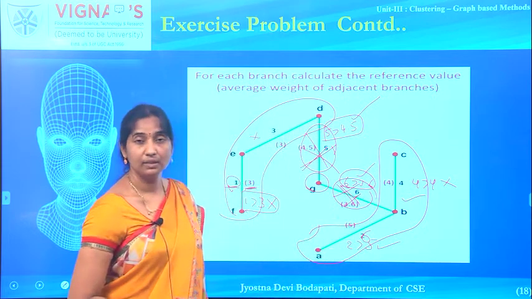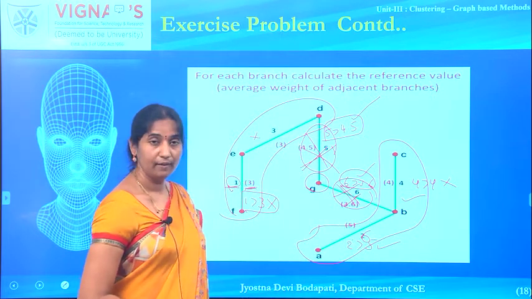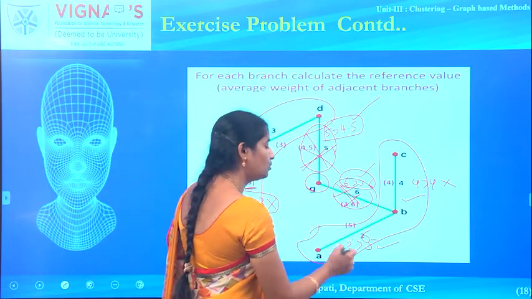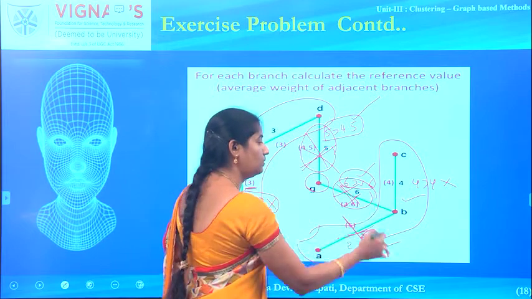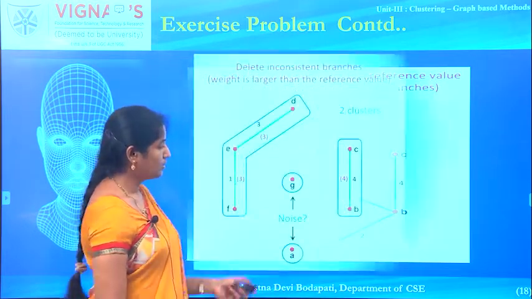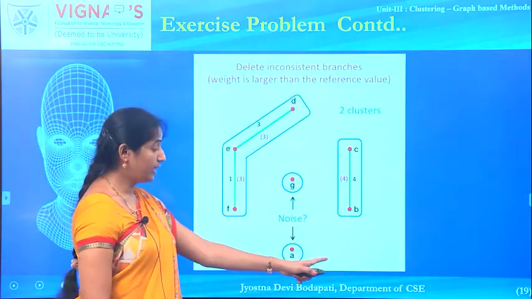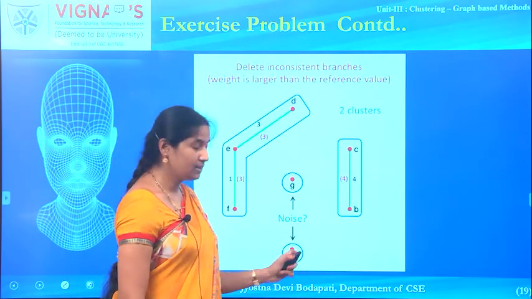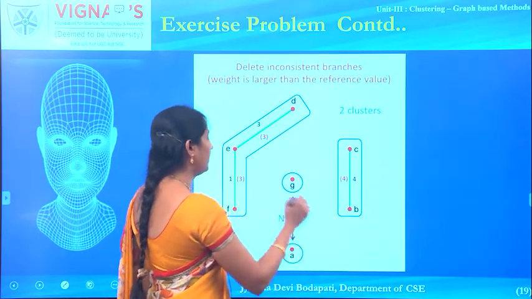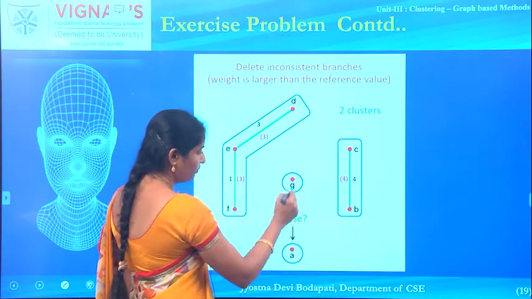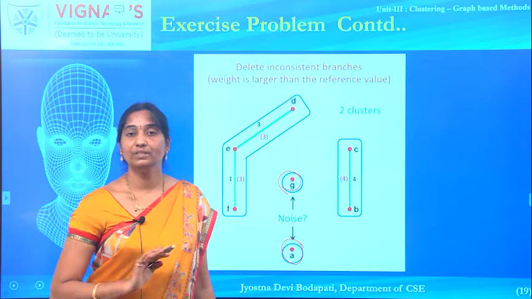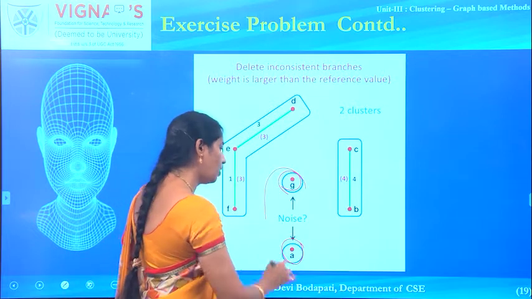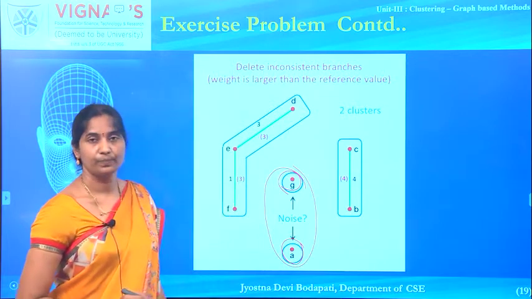Then what happens? If the edge weight is 6, then in that case this edge also becomes an inconsistent edge and this edge also has to be removed. Now this becomes another cluster. So now if the edge weight between A and B is 6, then this is one cluster I get, this is another cluster I get, and if you observe, these 2 points are not part of any of the clusters. Such points are called noise points.